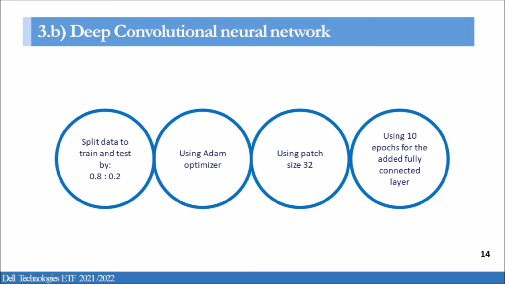After the pre-processing of the data and the resizing of the images we got from the scalogram, and after the hyperparameter tuning we did, we decided to split the data into train and validation by percentages 80 to 20 respectively, and used the Adam optimizer, which gave us the highest accuracy among the optimizers we tried. Also, 10 epochs were good enough to train the last fully connected layer we added.